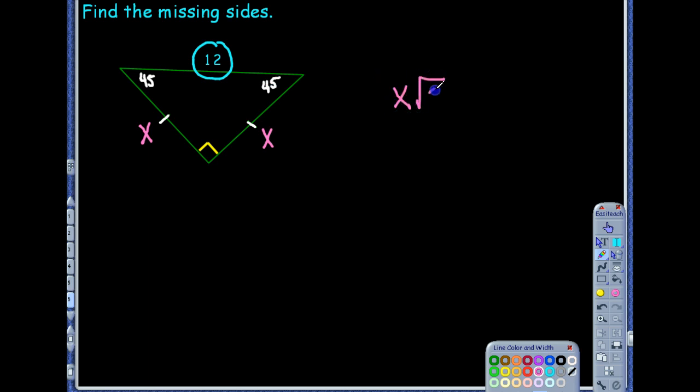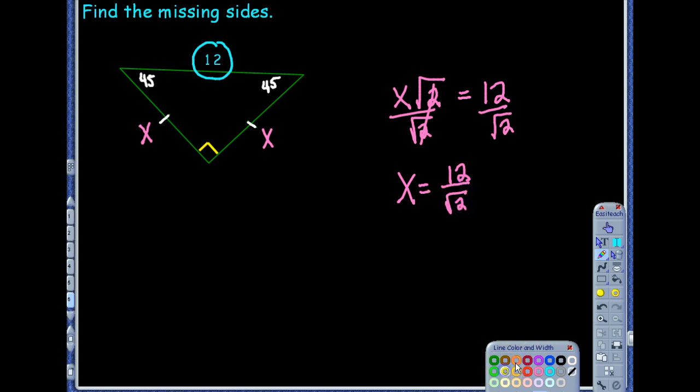So if I do x radical 2, that's going to get you the hypotenuse of 12. All right. So it's just solving that equation. So I would just maybe divide each side by radical 2. And I end up with x equals 12 divided by radical 2. And we're not going to leave it like that because that is not a rationalized denominator.